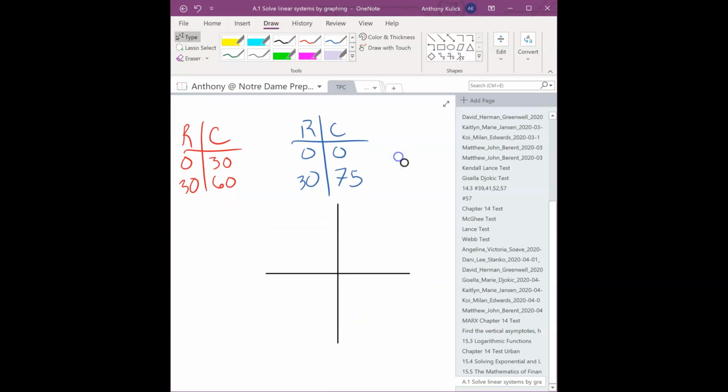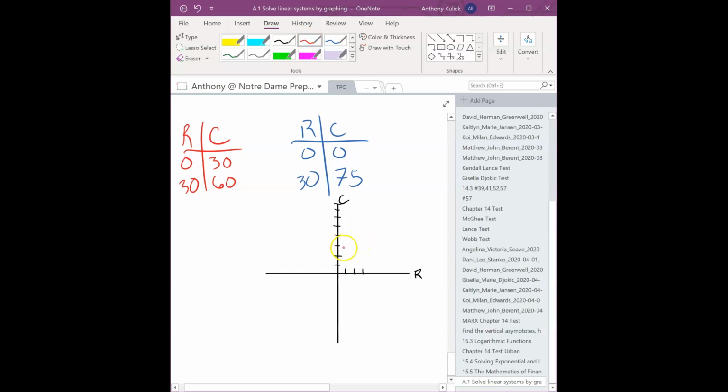So I'm going to go by tens. Again, R is my X and C is my Y. So maybe we'll just go by tens. 10, 20, 30, 40, 50. Made those too far apart. Try it again. 10, 20, 30, 40, 50, 60, 70, 80. And then 10, 20, 30.